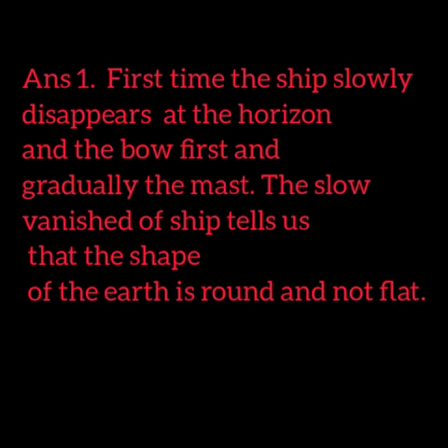So section C is answer these questions in detail. The first question is, how did we know for the first time that the earth was round, not flat? So the answer is, the ship slowly disappeared at the horizon, the bow first and gradually the mast. The slow vanishing of the ship tells us that the shape of the earth is round, not flat.